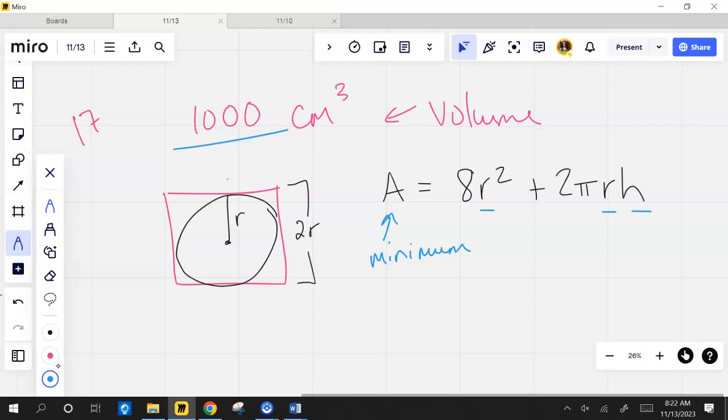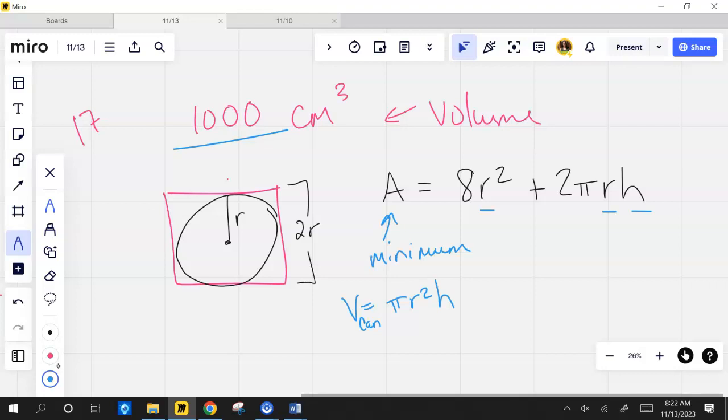How do you find the volume of a can? And this would be something that would be given to you. That's the area. Pi r squared h. This is the volume of a can. Pi r squared h.